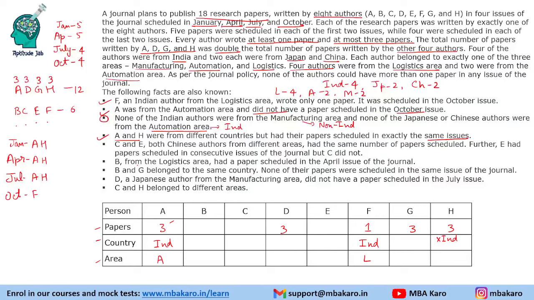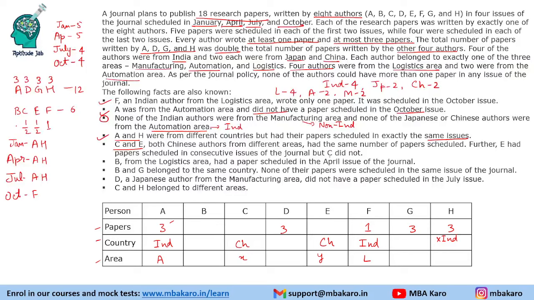C and E were both Chinese authors from different areas. So C and E are both from China, from different areas. So let us say this area is X, this area is Y. They had the same number of papers scheduled. Now, what could be the same number of papers scheduled? F is writing one. We have to fill five more papers. So for C and E, it can be one and one, or it can be two and two. It cannot be three because that will exceed the number six here.